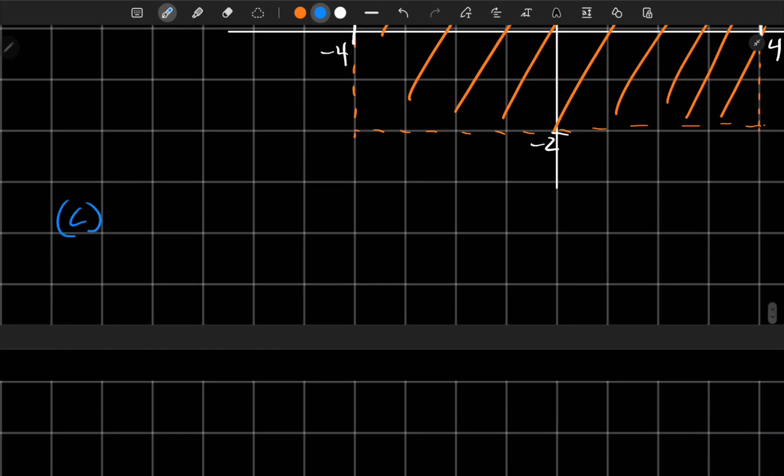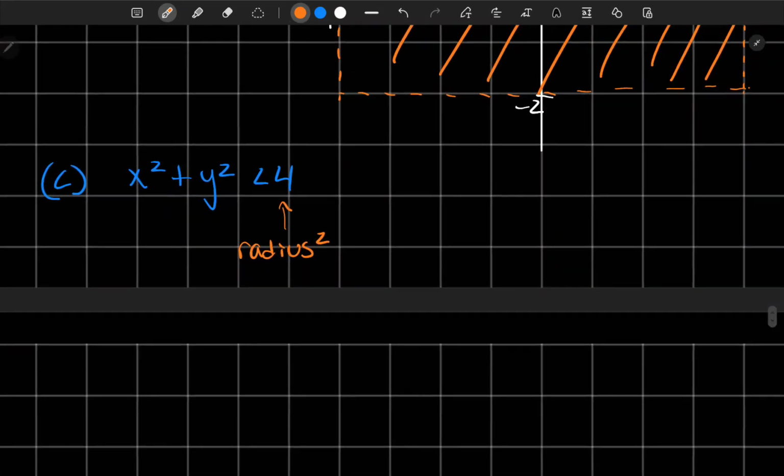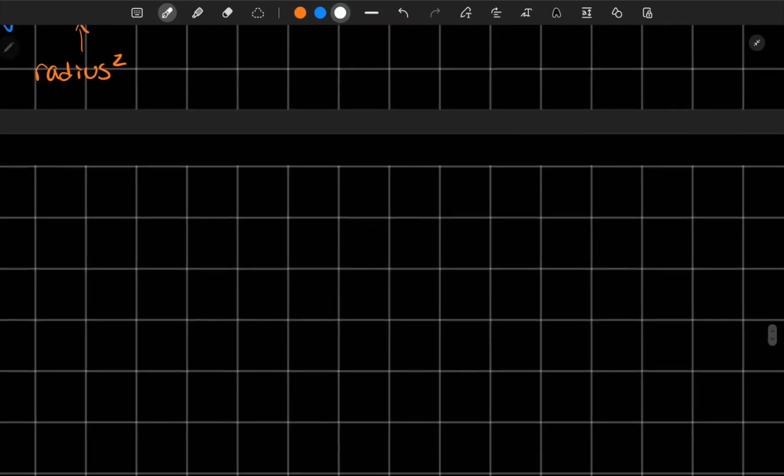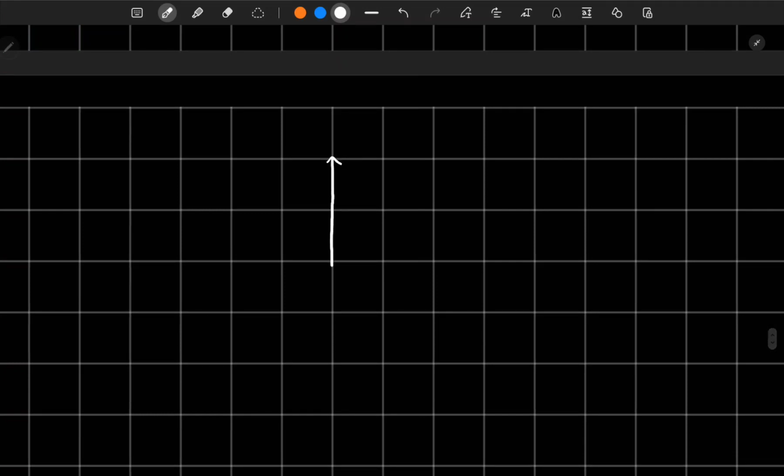Finally, suppose that we wished to sketch the region in the xy plane described by x squared plus y squared is less than 4. Well, this equation, or this inequality, actually describes a circle, where here, this 4 is given by the radius squared of the circle. And this circle is further centered about the origin of the xy plane.